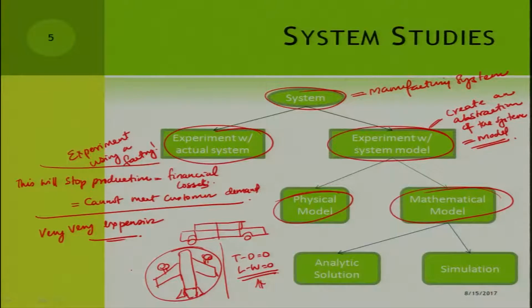You can create a physical model or you can create a mathematical model. And in a mathematical model, you can create an analytic solution. Analytic solution means you can actually solve the problem, for example, if you say y equal to mx plus b, that is a mathematical model, and you can analytically solve this problem. If some data is given to you, you can find the slope and the intercept of this, and then you can say this is the equation of the line.